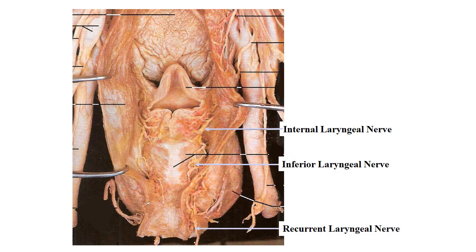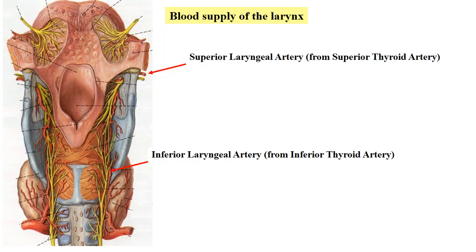There's just a cadaveric dissection of it. There's our recurrent laryngeal nerve coming up. Right about here, it turns into the inferior laryngeal nerve, but again, not terribly concerned about that. There's the internal laryngeal nerve coming in after it's pierced the thyrohyoid membrane.